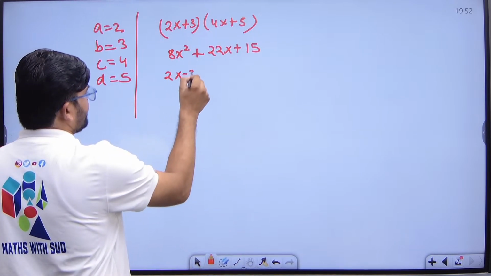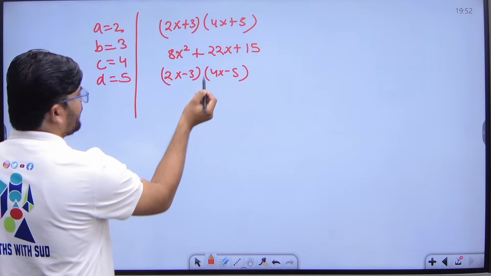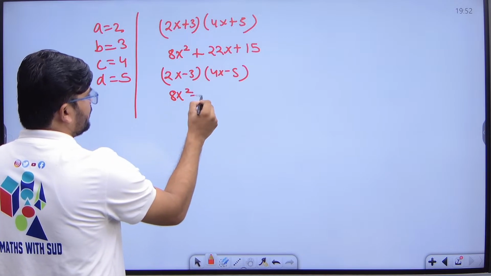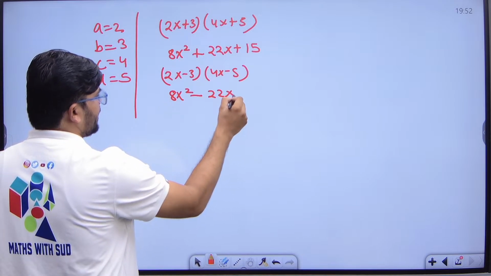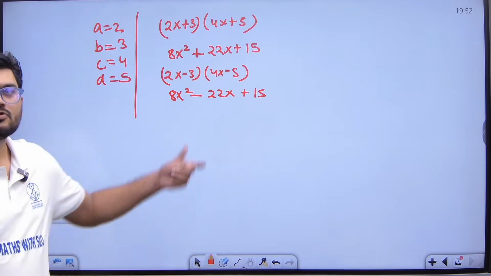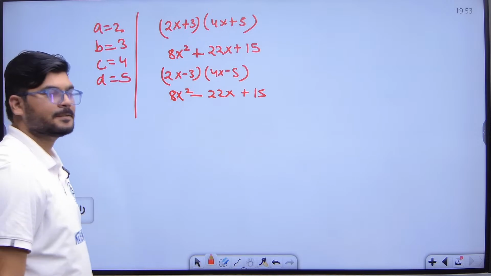So both the numbers are negative now. So what will happen? This part will be negative. So again you will get 8x square only. Then you will get minus 22x this time, and again you will get plus 15. Are you getting it? Yes. So the only portion that is being changed is the coefficient of x.